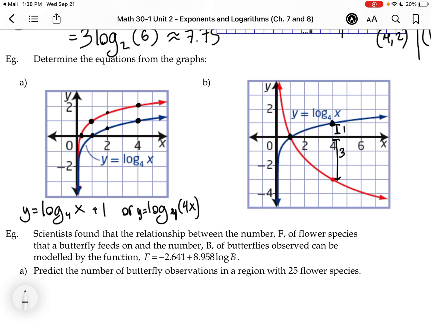So there's 2 things going on. There is a vertical stretch of 3, and there's a reflection in the x-axis, a vertical reflection. So this will be y equals -3 log base 4 of x. The a value will affect both the vertical stretch and the vertical reflection.